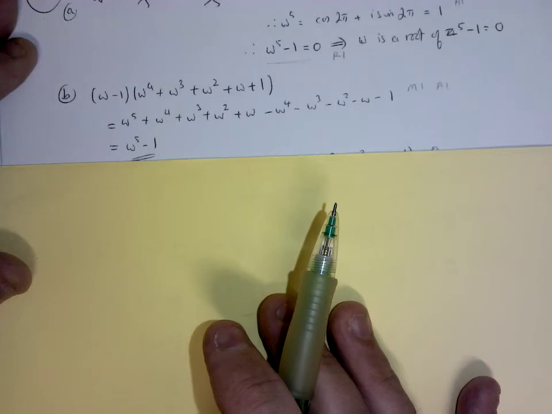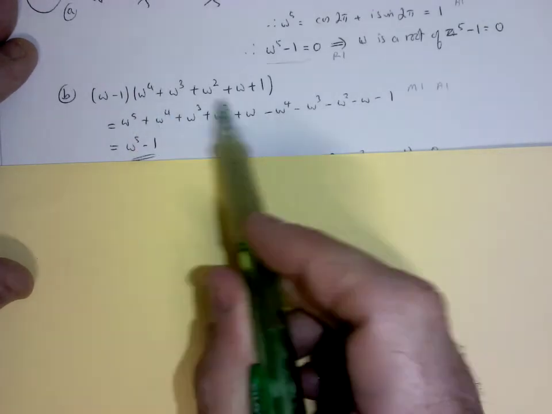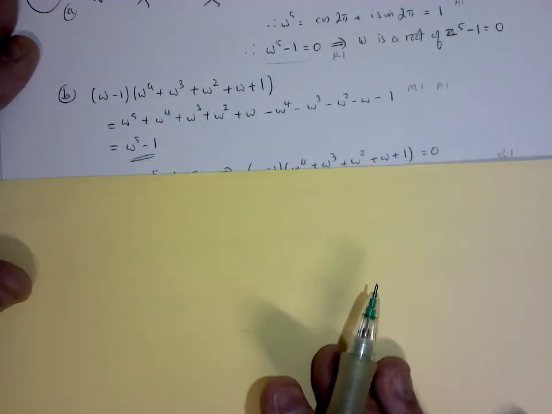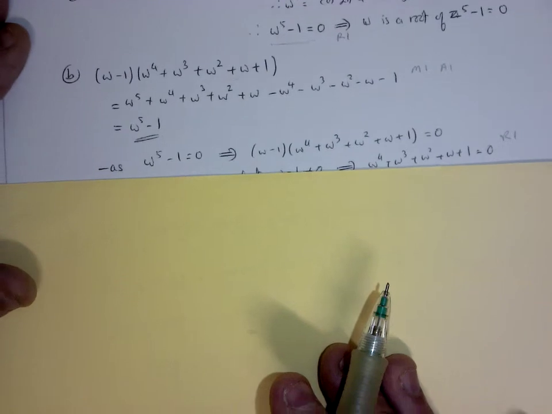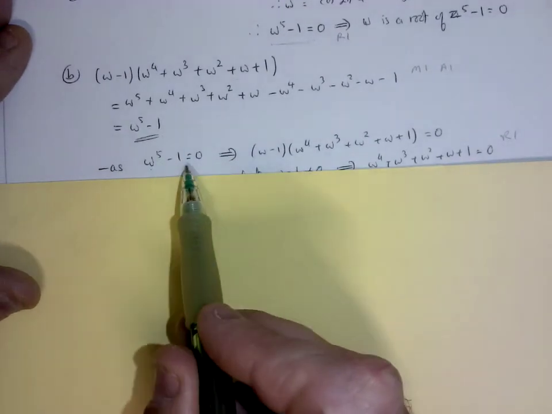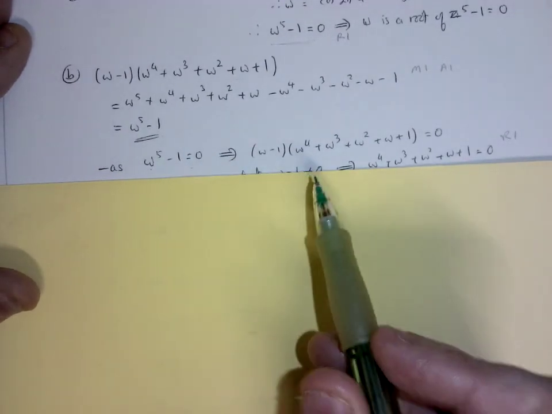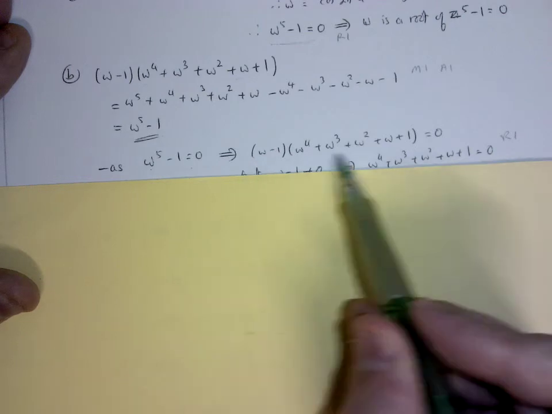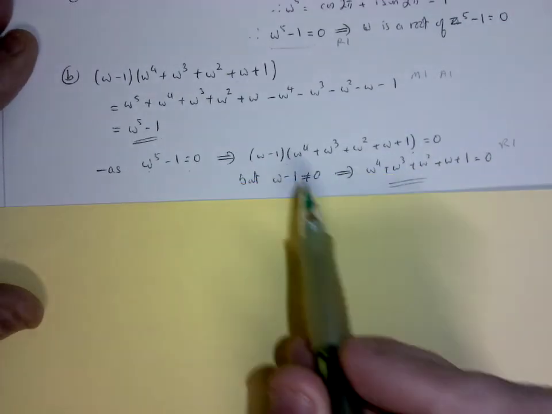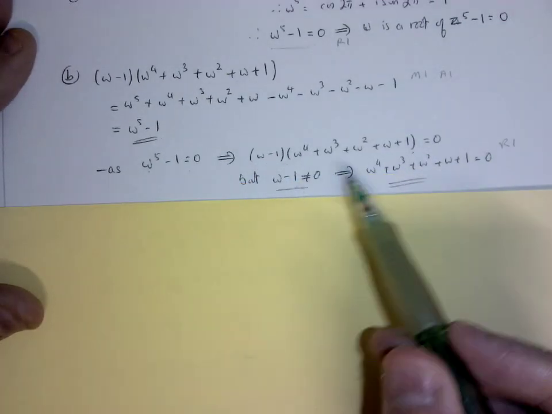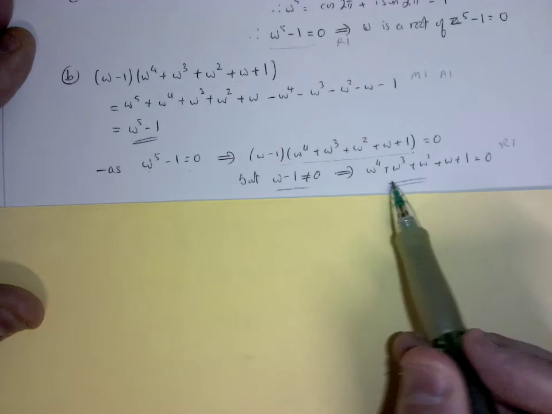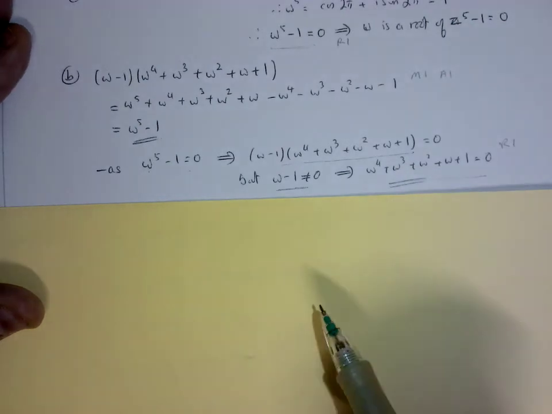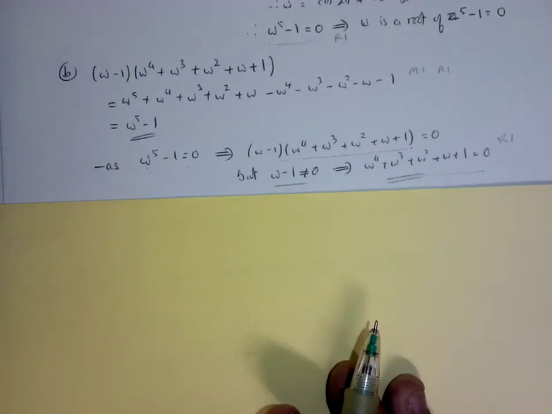And then deduce that this second factor is equal to 0. Well, we know from before that w to the 5 minus 1 is 0. We know that w to the 5 minus 1 factorizes to be this. We know that w minus 1 is not 0. Therefore, this second factor must be 0. So there are my steps for part B.